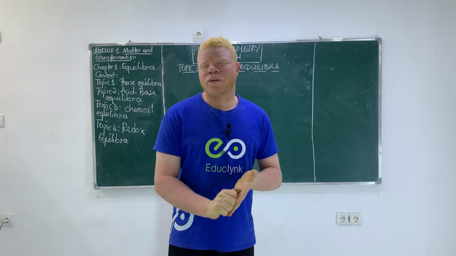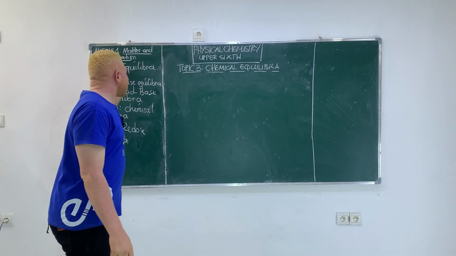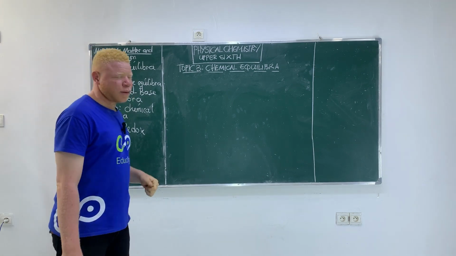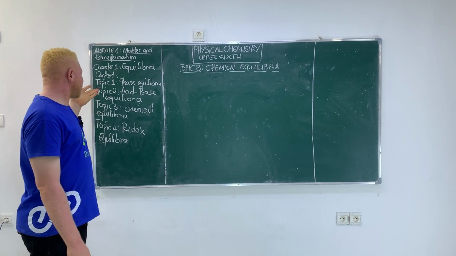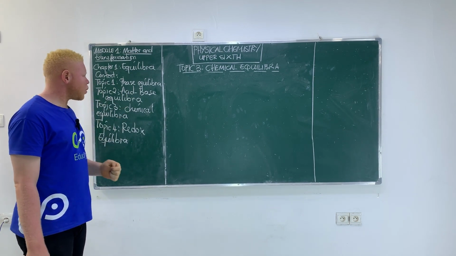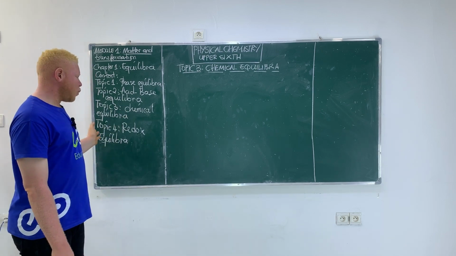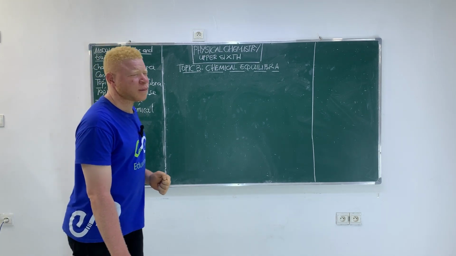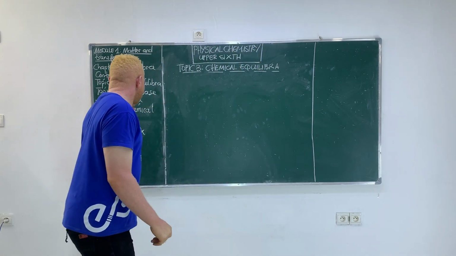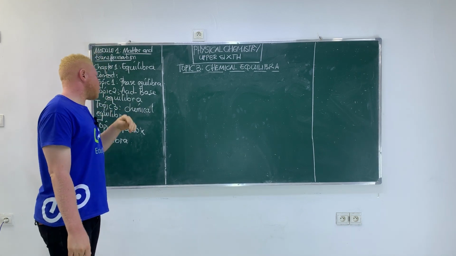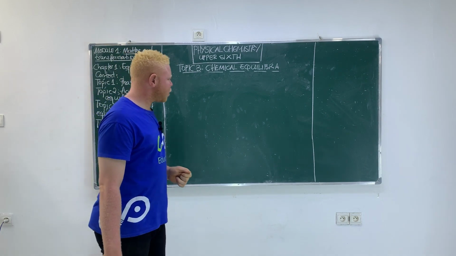So last time we were looking at chemical equilibria, and under equilibria we have a series of topics. Topic one, the phase equilibria. Topic two, acid-base equilibria. Topic three, chemical equilibria. Topic four, redox equilibria. Last class we looked at phase equilibria and acid-base equilibria, so today we're going to see chemical equilibria.